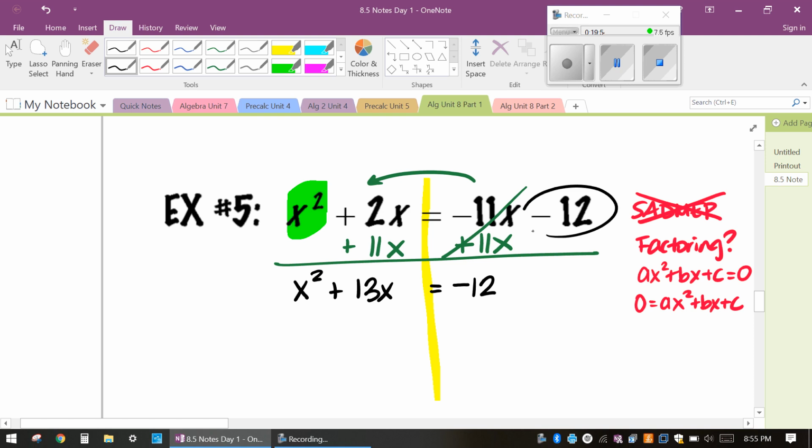Bring down the negative 12. That is a constant term. There is no constant term on this side. Technically it's 0, so I'm going to go ahead and make sure that I don't combine the 12 with the 13. I have to keep it separate.